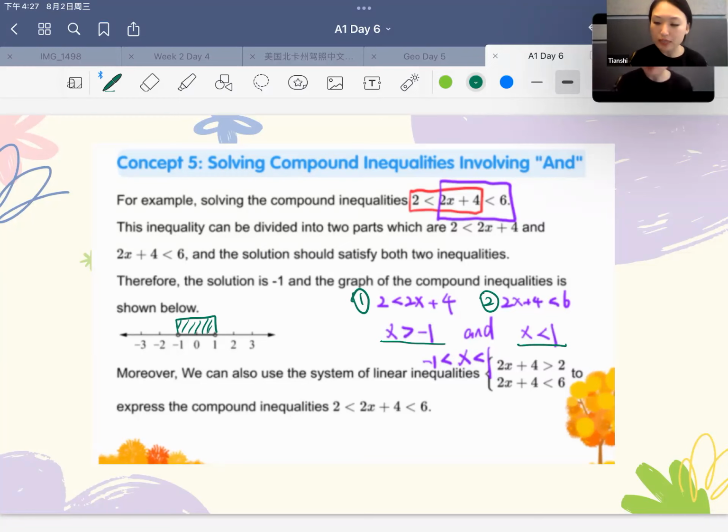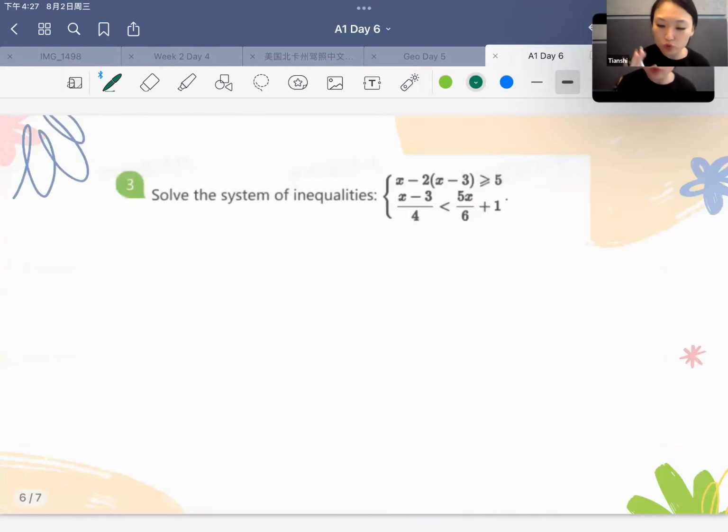Okay, so that's for the review, and let's go over two questions in the homework. For that question, we need to solve the system of inequality. So the first one and the second one, let's do them one by one. So solve for the first inequality.